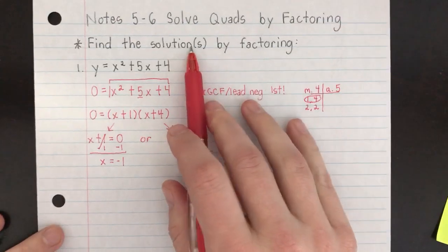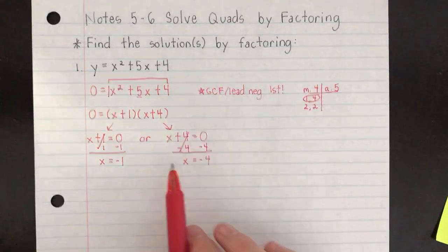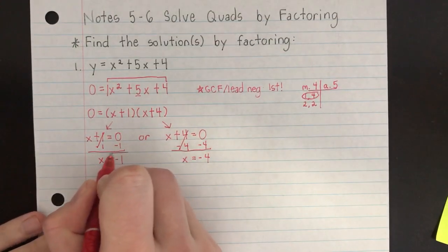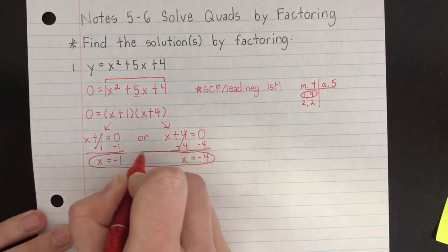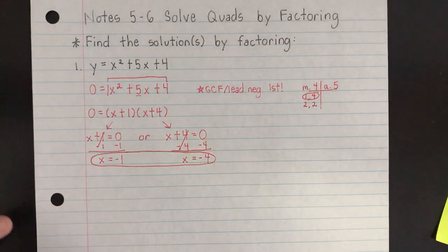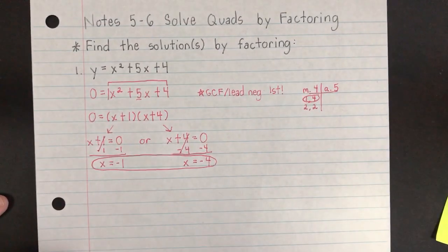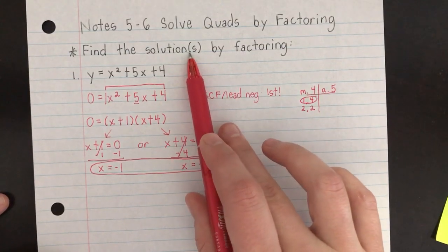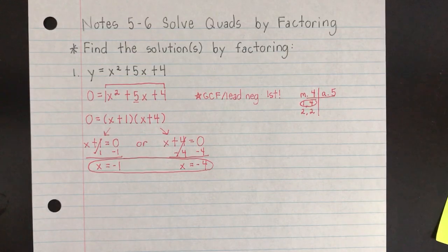Now, since the direction said find the solutions, it didn't say find the x-intercepts, we can leave our answers as is. This is perfectly fine. I'm going to circle it. Had the directions stated find the x-intercepts, I probably would have written my answer as ordered pairs, because an x-intercept is an ordered pair. But when it asks for solutions, zeros, or roots, you would be okay to leave it in the x equals format.